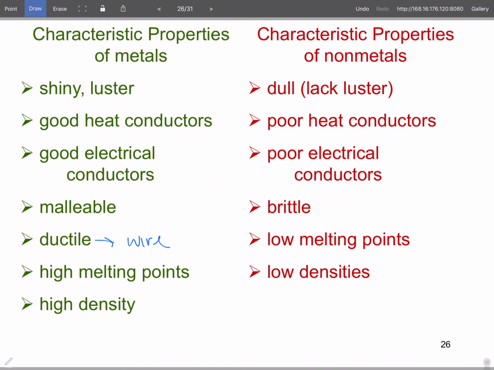Non-metals are the opposite. If metals are shiny, non-metals are dull. Metals are good conductors. Non-metals are not conducting anything. They're not malleable. They're very brittle. And if metals are high, non-metals are low. The biggest thing on this one is you may be asked a multiple choice question: which has the higher melting point, metals or non-metals, that type of thing.